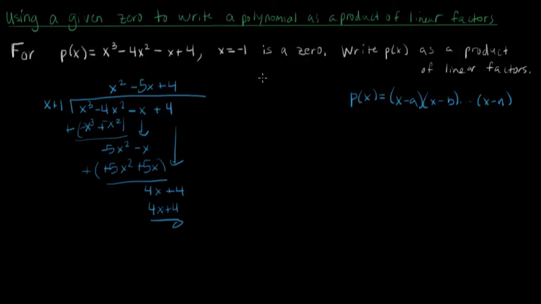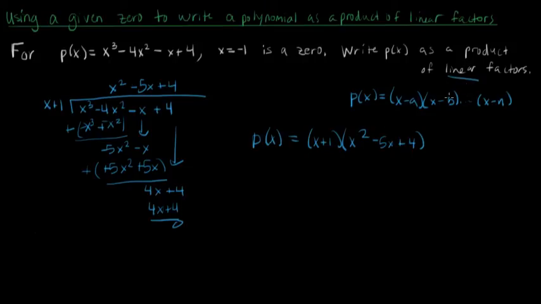which is good because they told us it was a 0, right? So it needed to be 0. So we did everything right. That's good. So now we know that p of x can be written as x plus 1 times x squared minus 5x plus 4. Now, that's not what they asked us for, though.